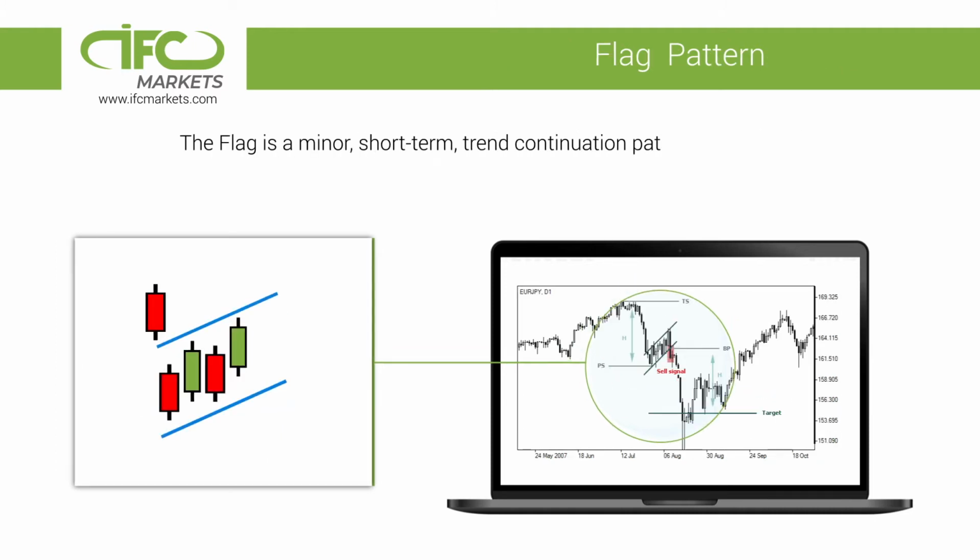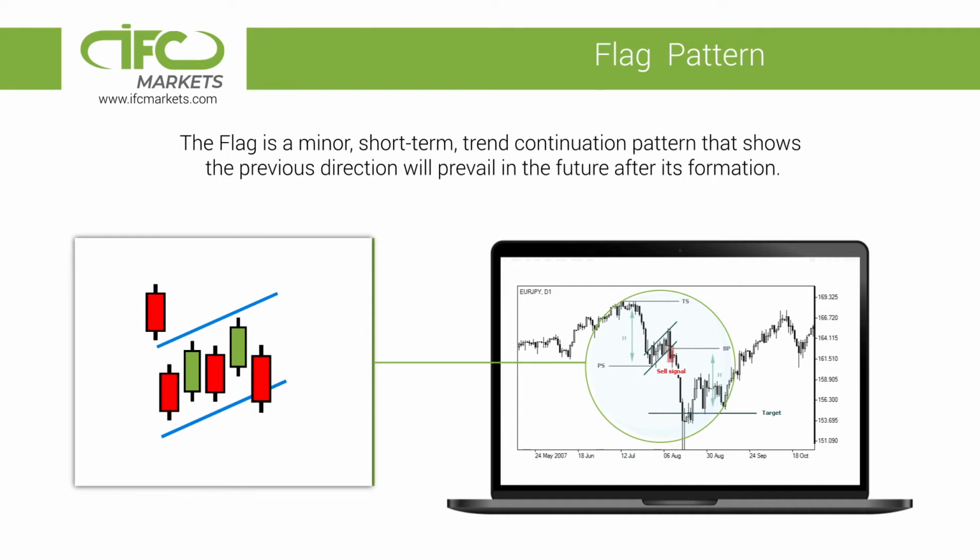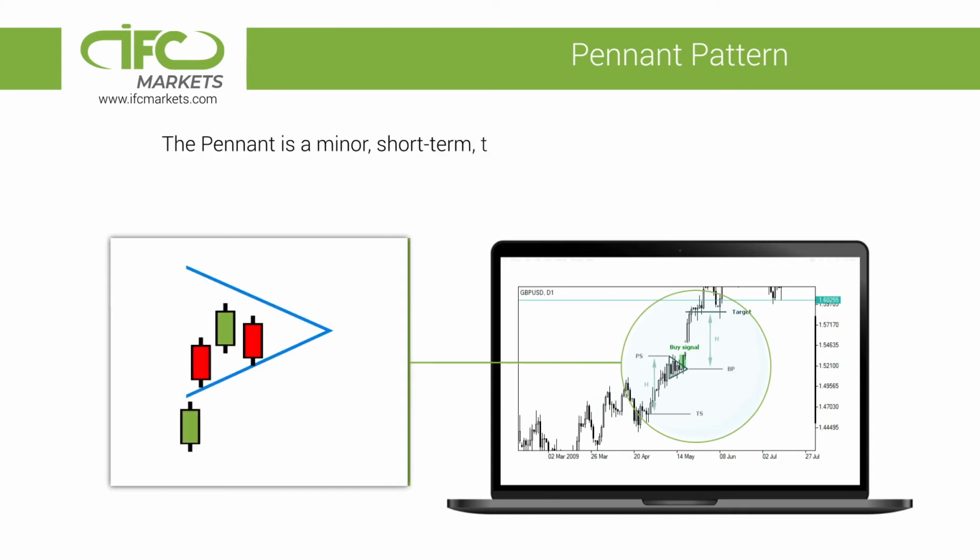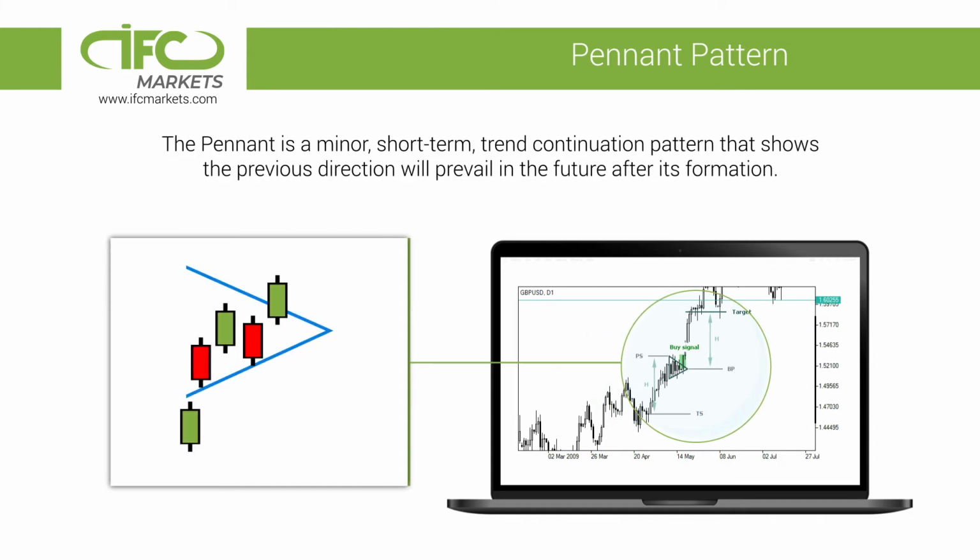The flag is a minor, short-term trend continuation pattern that shows the previous direction will prevail in the future after its formation. The pennant is a minor, short-term trend continuation pattern that shows the previous direction will prevail in the future after its formation.